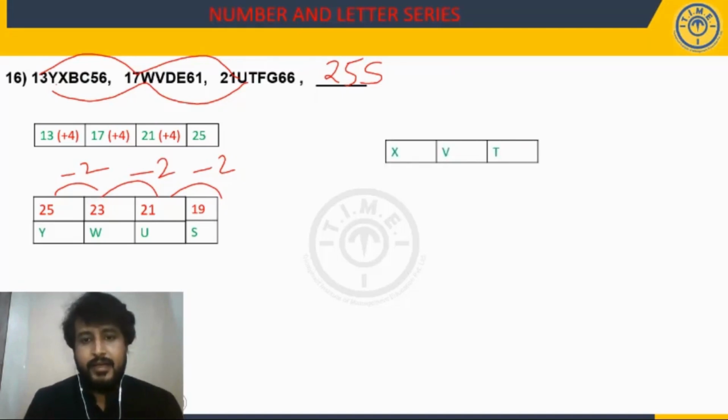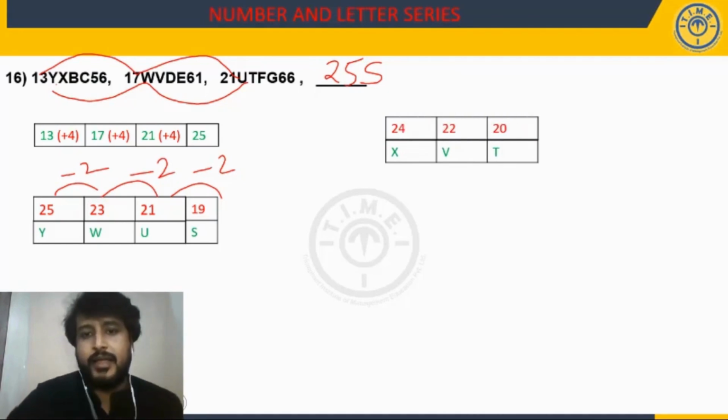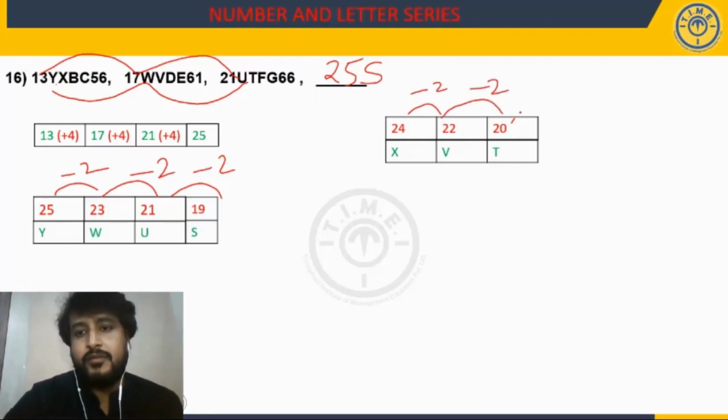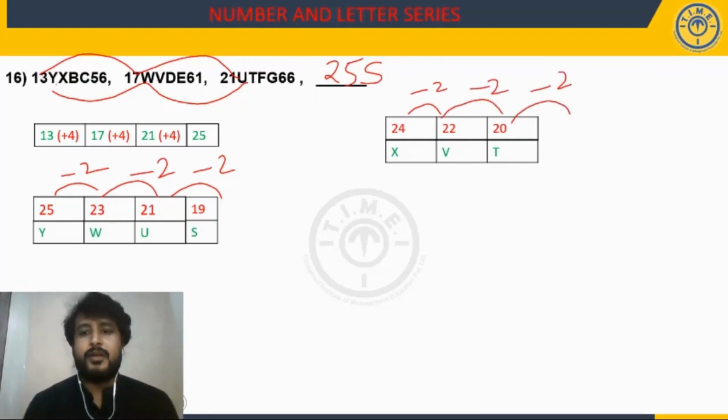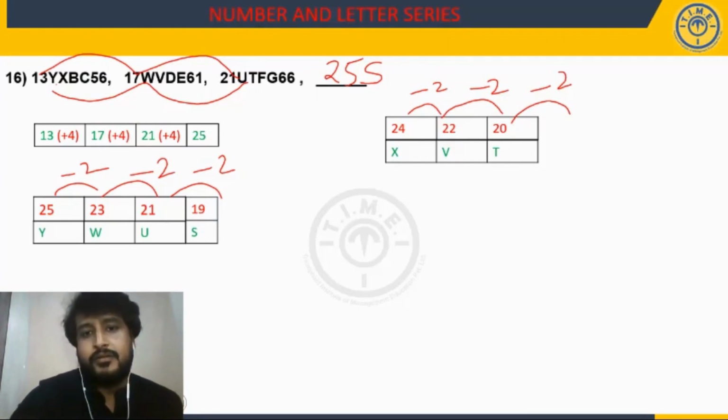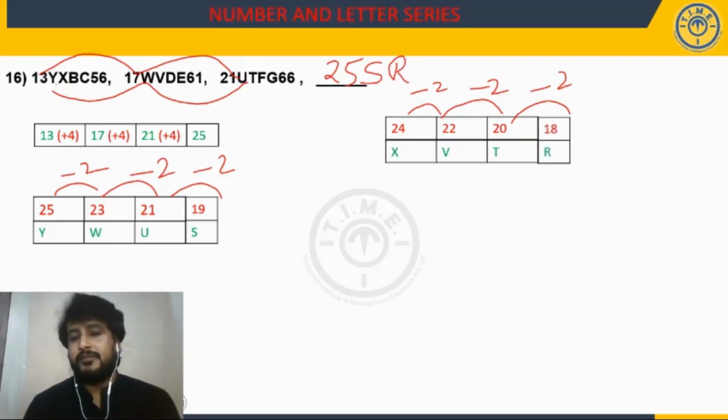X, V, T. X place value is 24, V's place value 22, T's place value 20. Again what is the logic? Minus 2, minus 2. So what will be next? Minus 2. So 20 minus 2, 18. Which letter place value is 18? R. So 25 S R. R's place value is 18.